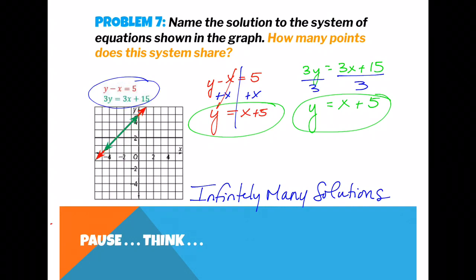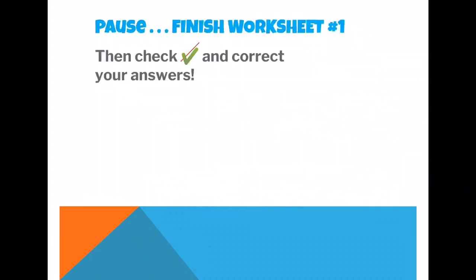Coinciding lines in a system of equations will have infinitely many solutions because they share every single point on both of these lines. So we looked at systems that share 1 point, systems that share no points and have no solution, and systems that share all of their points, infinitely many solutions. Those are the 3 basic types of systems. What I would like you to do at this point is to pause the video and finish worksheet number 1. There are 4 more examples, and then come back here, check and correct your answers, and we've got 1 more thing left to do. Okay, welcome back.